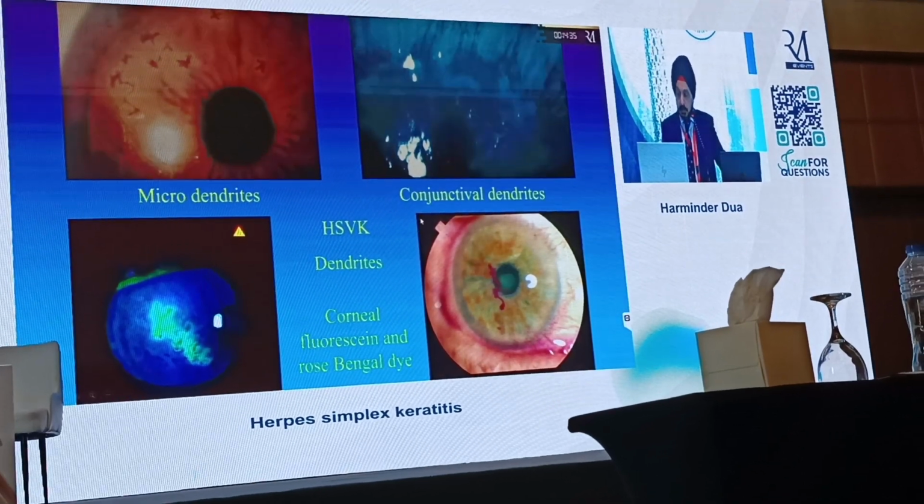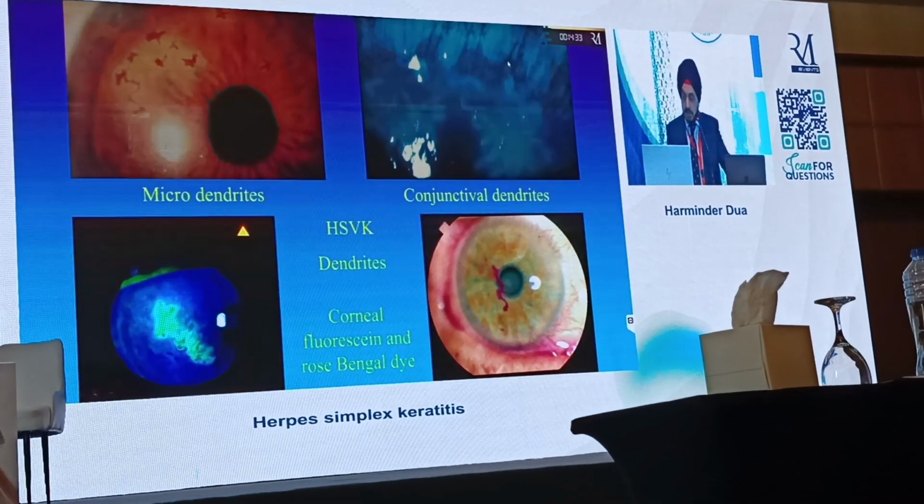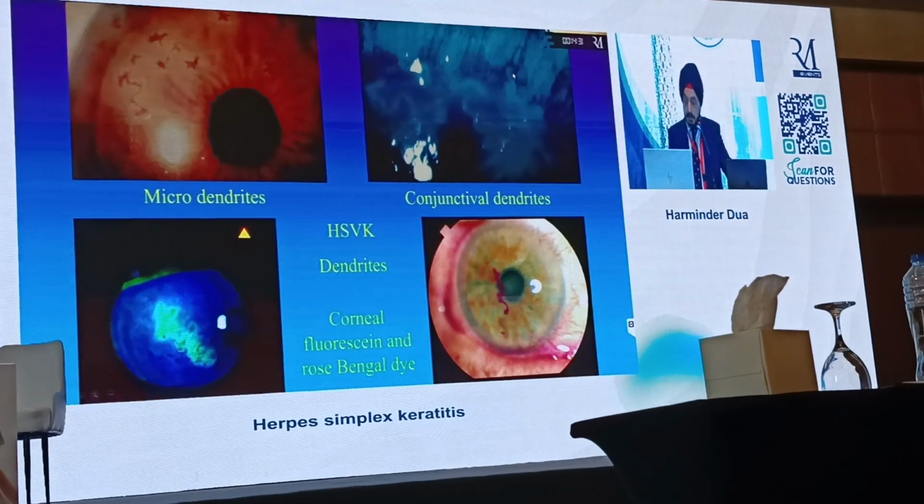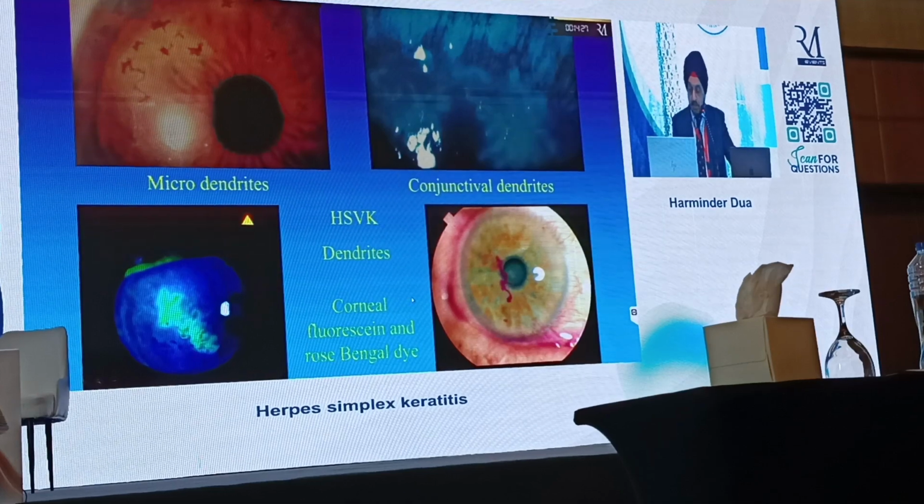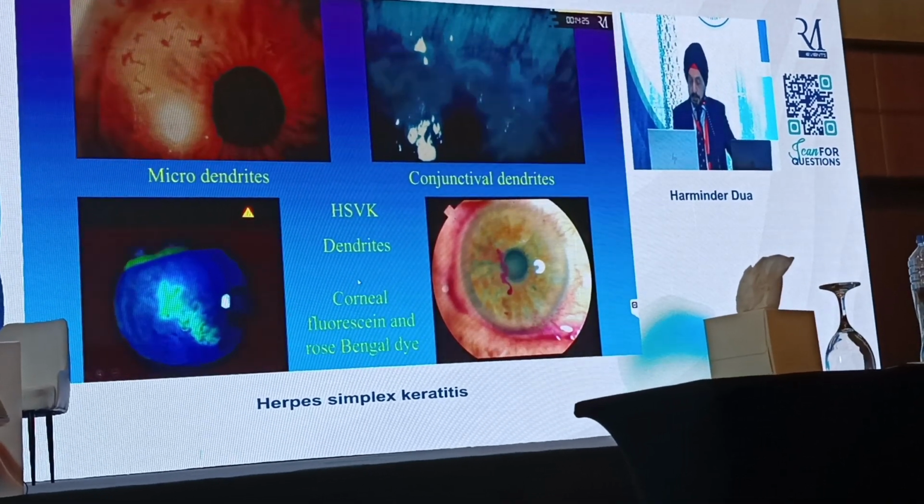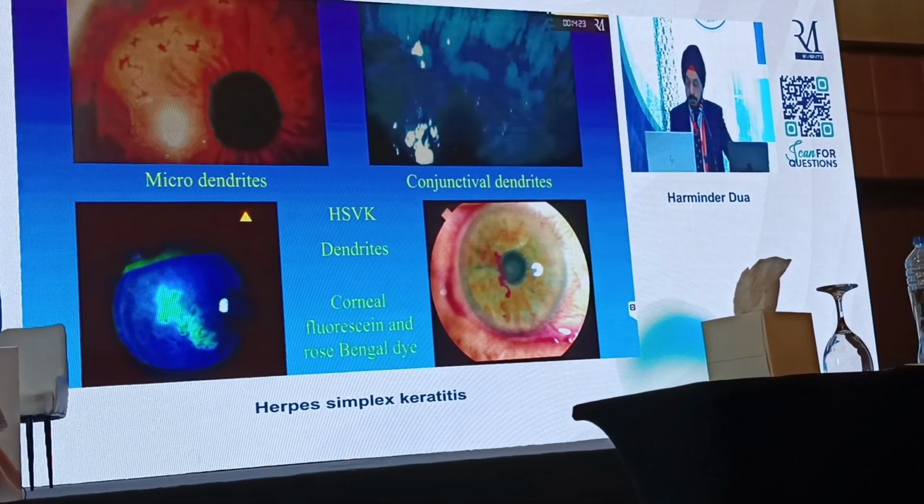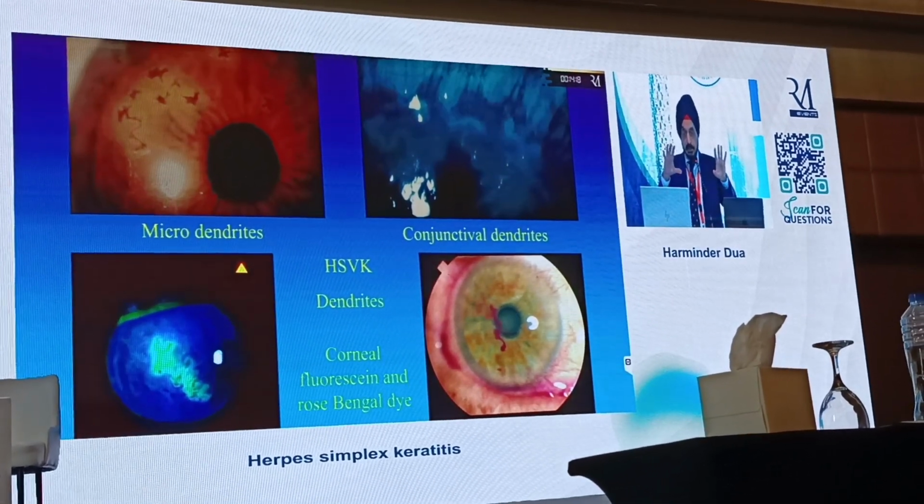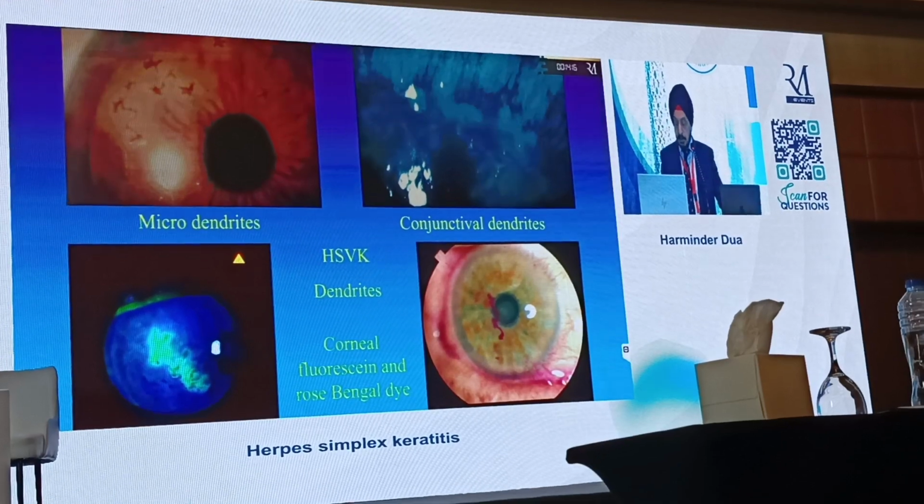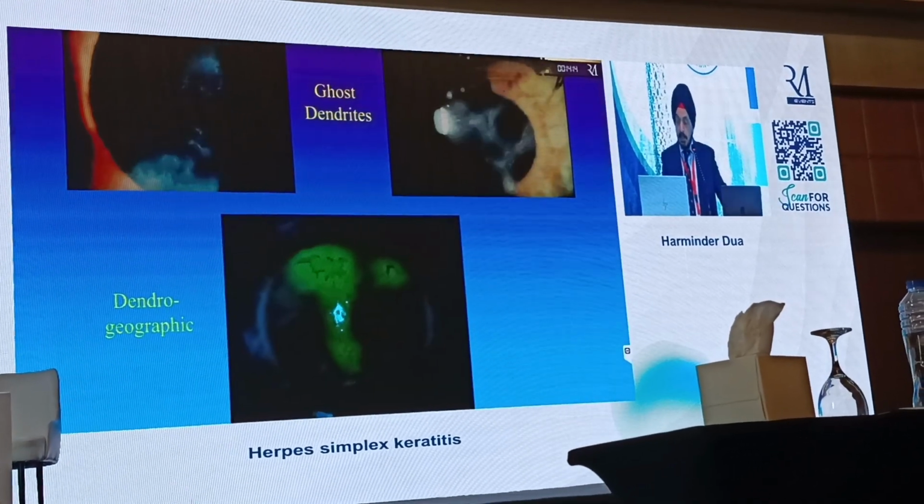And these are some of the manifestations. Bear in mind that you can occasionally get perilimbal conjunctival lesions as well, but they're mostly corneal. You can stain them with fluorescein, rose bengal, and you see that classical branching pattern. And after a while, as you see here, the fluorescein seeps under the epithelium, and it becomes fuzzy, telling you that the epithelium is loosely attached at that site.